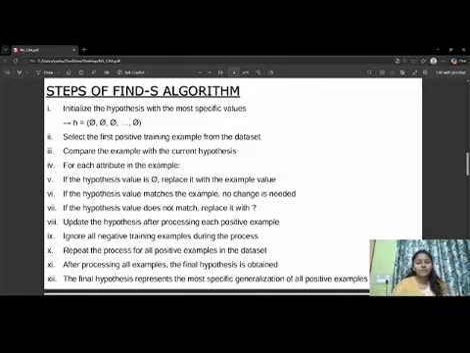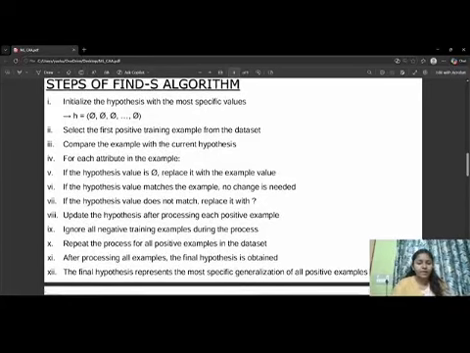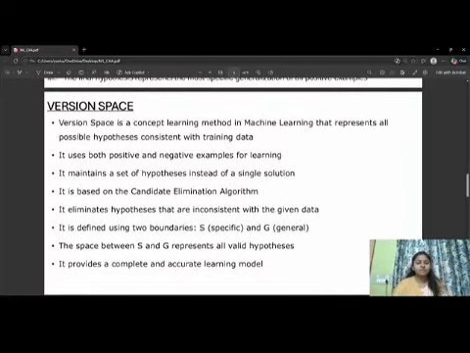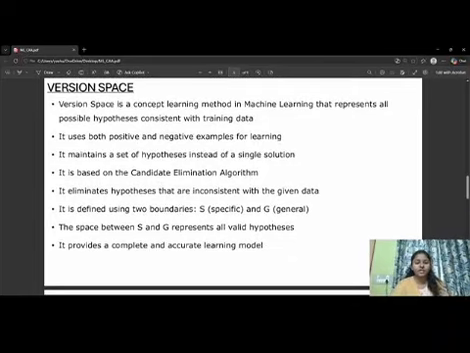This is how we replace the data set variable with phi and question mark. Next, we update the hypothesis after processing each positive example, and we repeat this for all examples step by step to continue the whole process. This is how we find the Find-S algorithm. Now we see version space, a concept learning method in machine learning that represents all possible hypotheses consistent with training data.